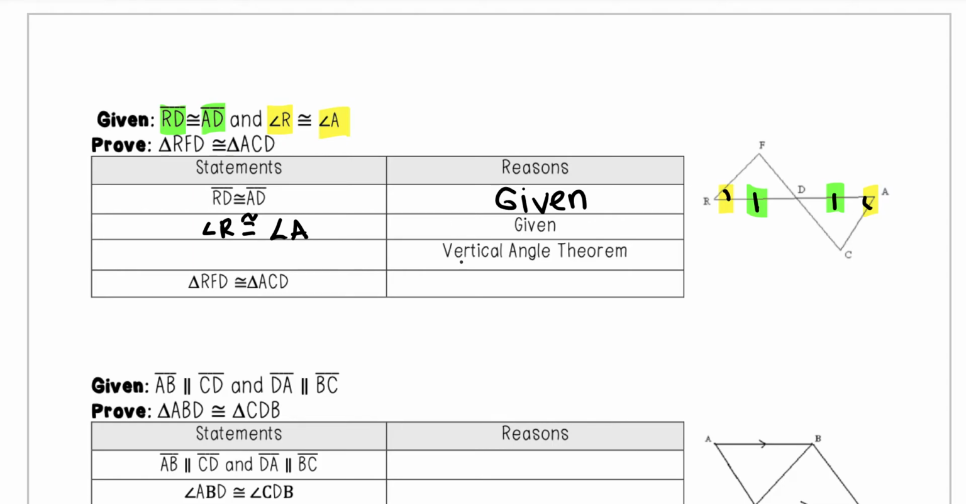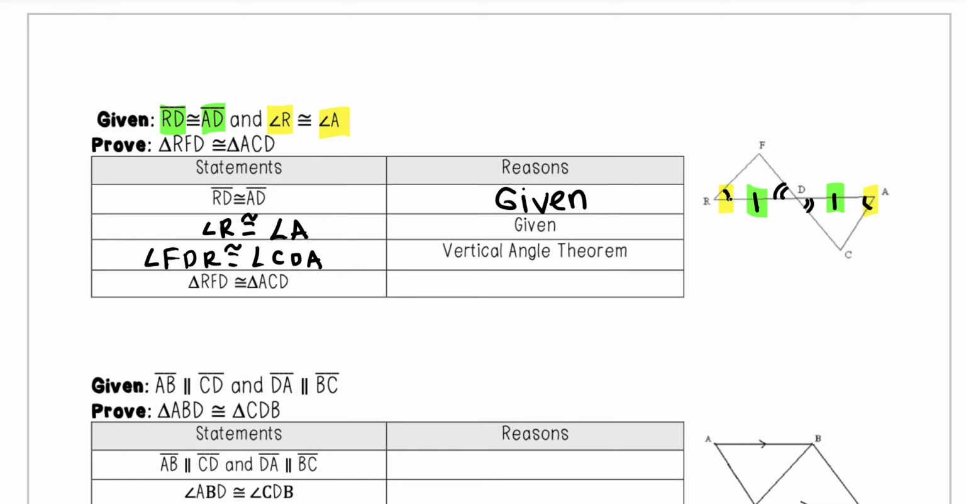The third reason that's given to us here is that the vertical angle theorem is being used. So we want to look in our picture and see where do we have vertical angles. Remember that they're across from intersecting lines. So that means that this angle would have to be congruent to this one. So we name it as angle FDR would be congruent to angle CDA. And that would be because of the vertical angle theorem.